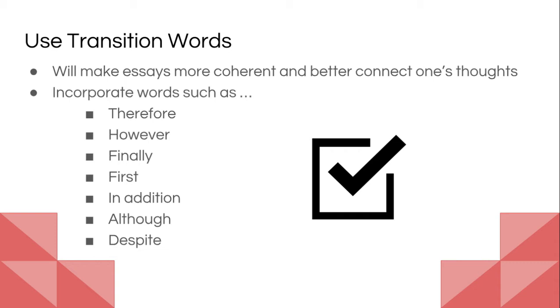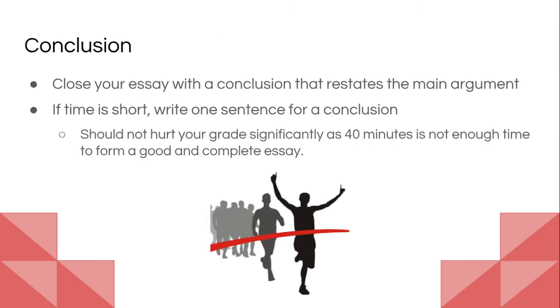Throughout your essay, make sure that you use transition words to help your essay flow a little better and make it more coherent. Examples of transition words that you can incorporate into your essay are therefore, however, finally, first, in addition, although, and despite. Using these words will again help your essay flow a lot smoother, and it creates for an essay that is much closer to a 9.